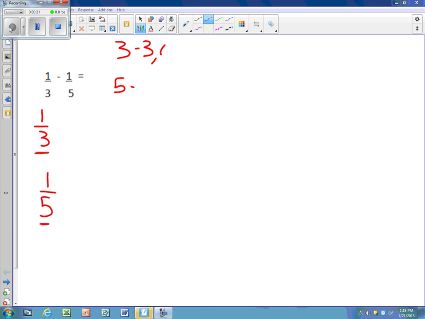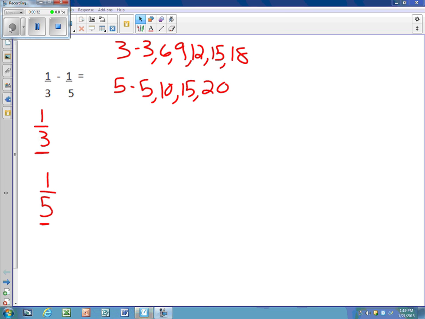So we go 3, 6, 9, 12, 15, 18. Over here it's 5, 10, 15, 20. We're going to stop. When I look at my list, I notice that 15 is on both of my lists. It's the smallest number that's on both lists. So I'm going to change my denominators to 15.